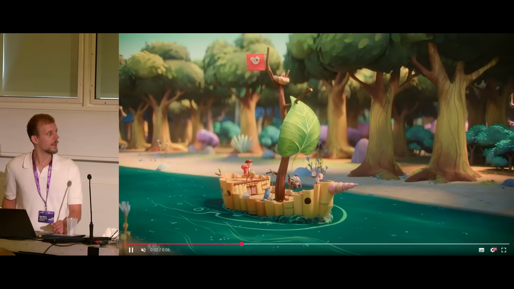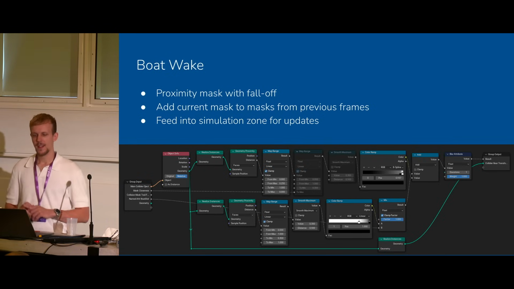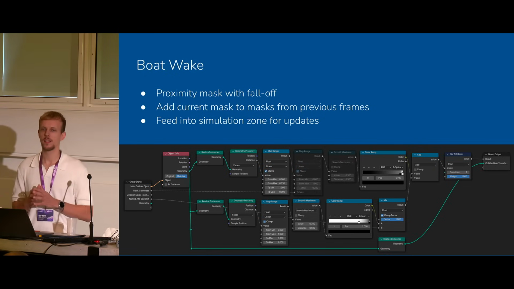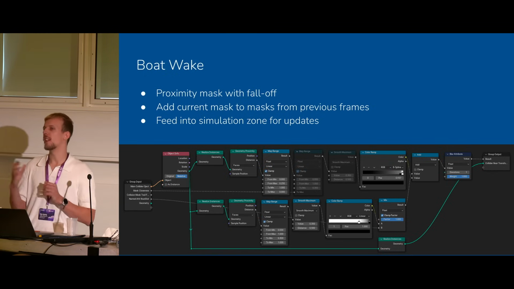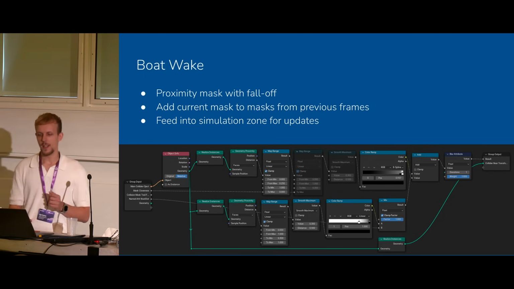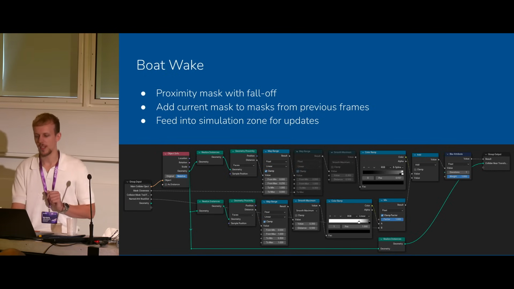So this is what I want to get into first: the interaction between the boat and the water, the splashes that come out of the water when the boat interacts with it. The initial thing that happens there is the boat wake, and that's really just a proximity mask. I think a lot of you are familiar with the geometry proximities and how these work. But in a simulation, of course, you feed in that proximity mask every frame, and you let it fall off a little bit over time. So feed it into a simulation and mix it together properly, and you get a nice setup.